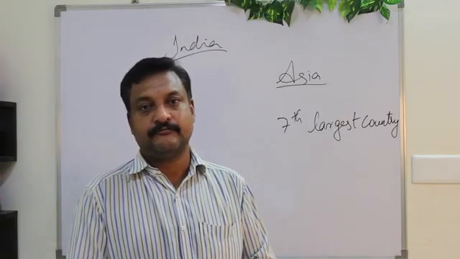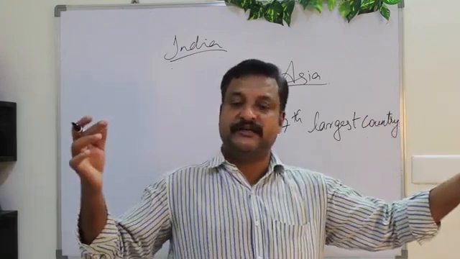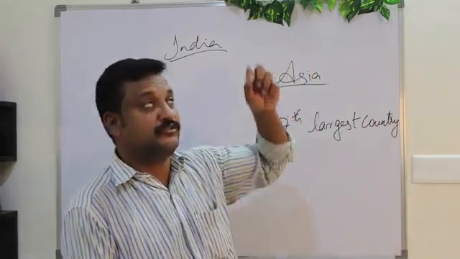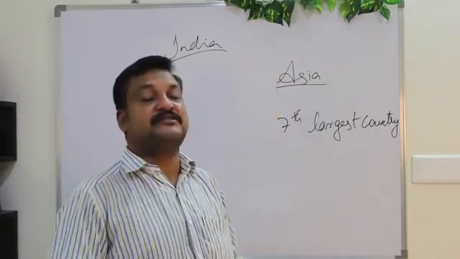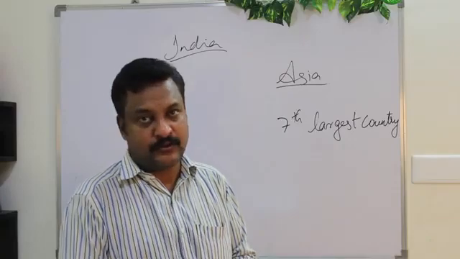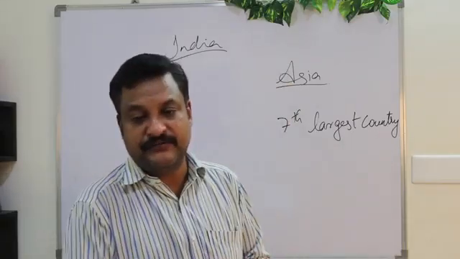Clear? So from east to west, it is 3000 kilometers long, and from north to south, from Kashmir to Kanyakumari, it is 3200 kilometers long. And India has almost all the major physical features.